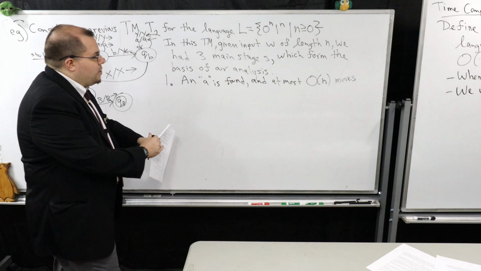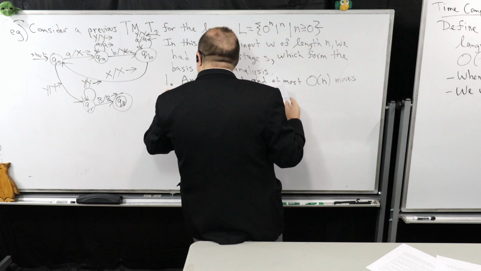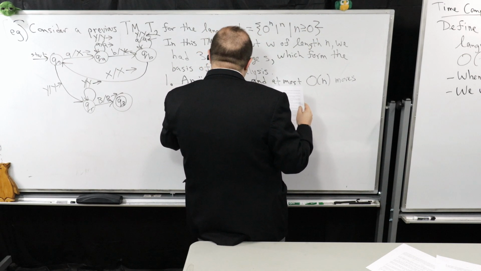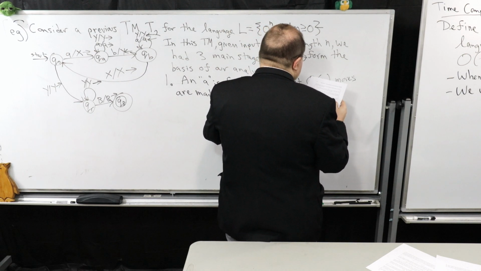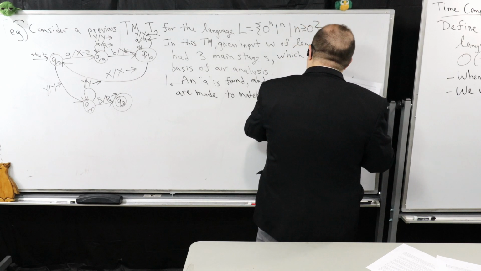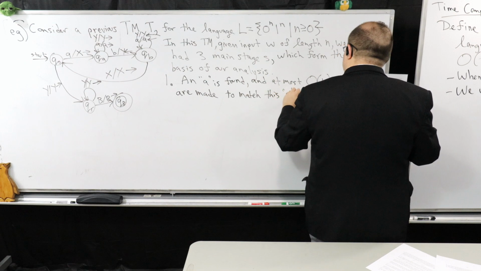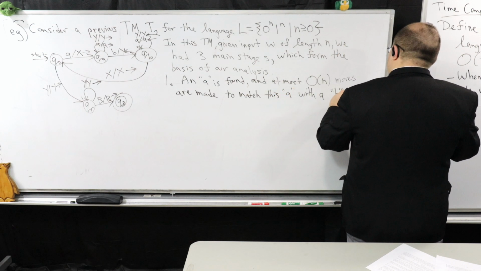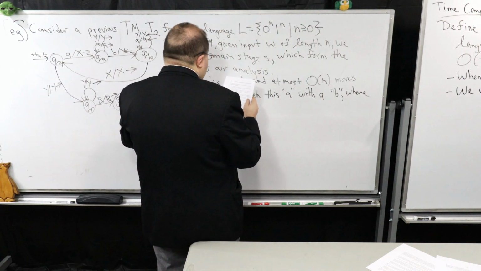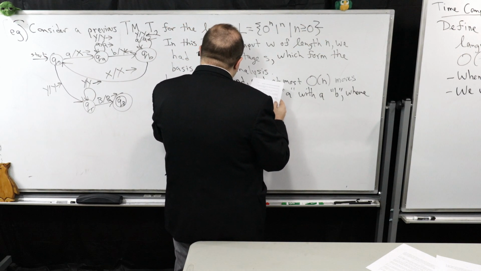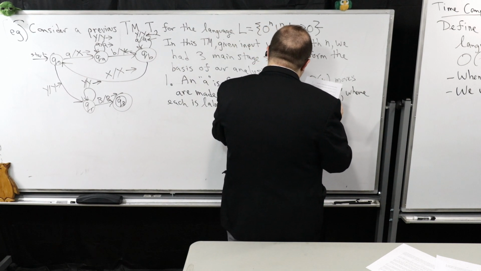And at most, big O of n moves are made to match this A with a B, where each is labeled X or Y respectively.